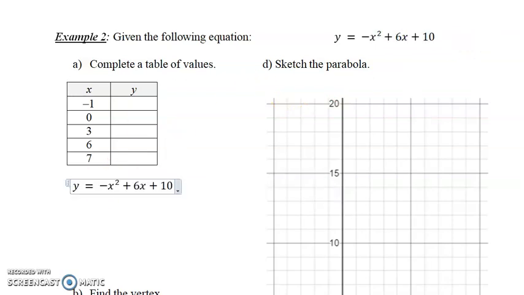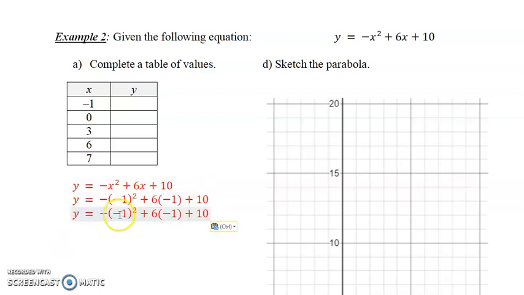Okay, so one sample calculation. Again, I only need to see one calculation. So I plug in, we'll plug in -1 here, the first x value that we see in our list. I'm going to show you a couple ways to do this and using technology to help you.